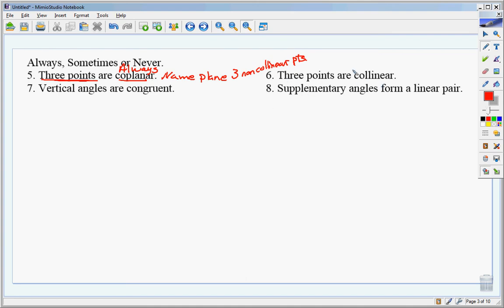3 points are collinear. Well, I could make 3 points collinear. Here's 3 points. They would be collinear. But it's also possible that I could have 3 points that look like this, and you can see that these would be non-collinear. So this would be sometimes.